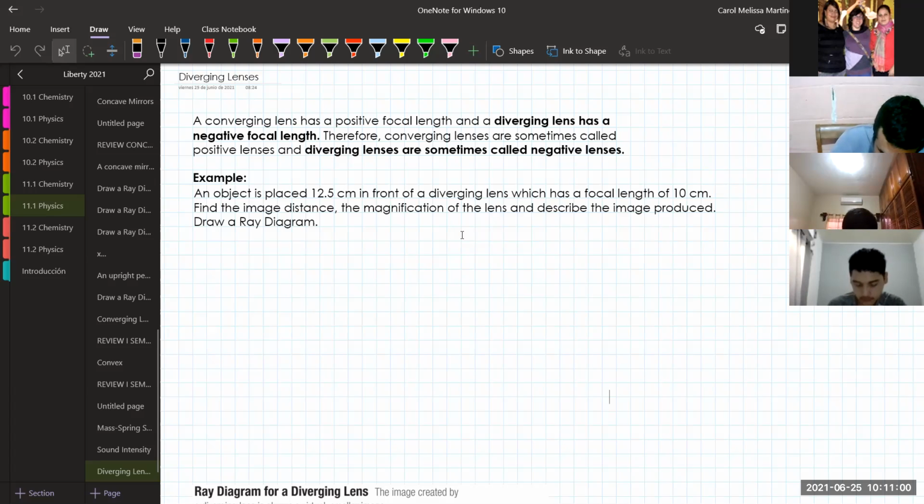Now, let's see this example. It says, an object is placed 12.5 centimeters in front of a diverging lens, which has a focal length of 10 centimeters. Find the image distance, the magnification of the lens, and describe the image produced. Draw a ray diagram. You know that for this kind of topics, we always draw a ray diagram. It's necessary that we do it.